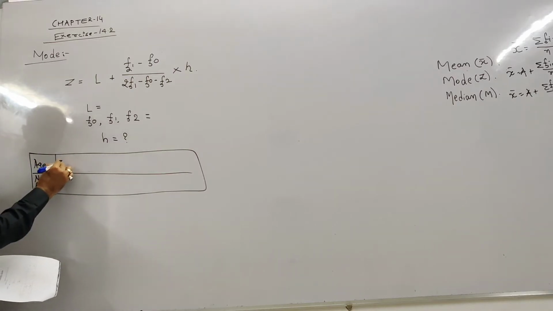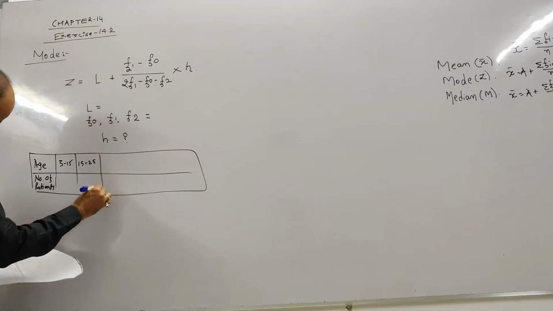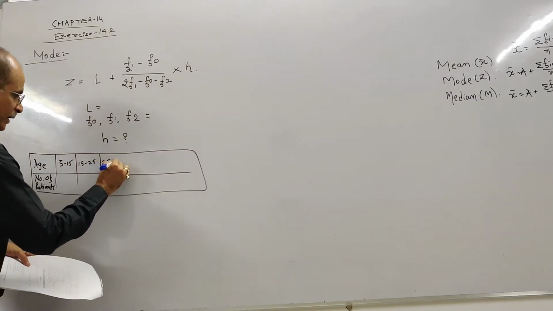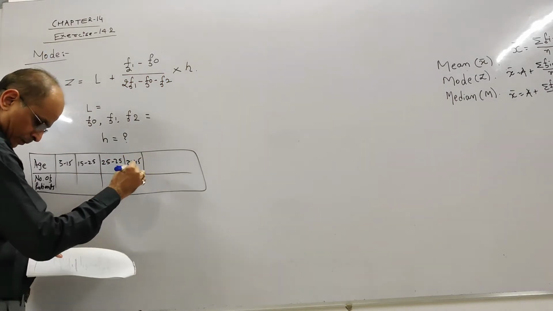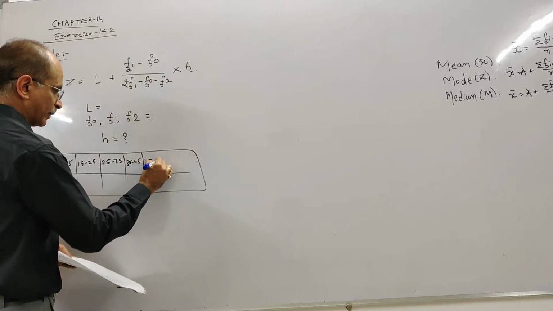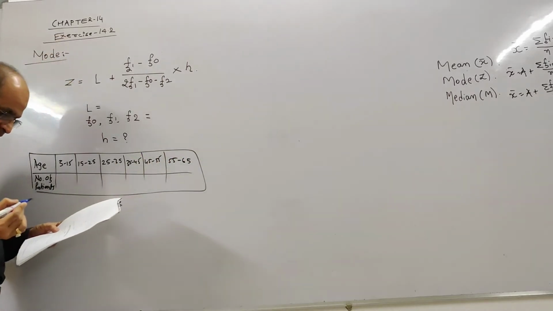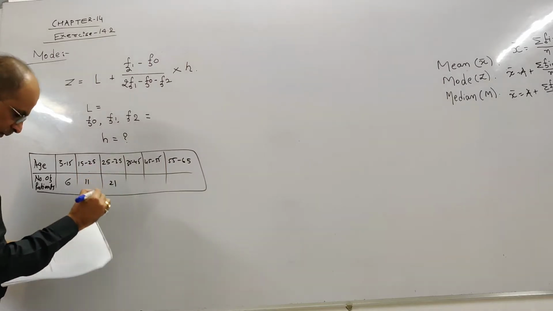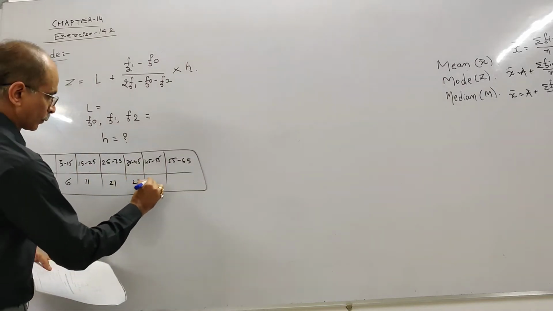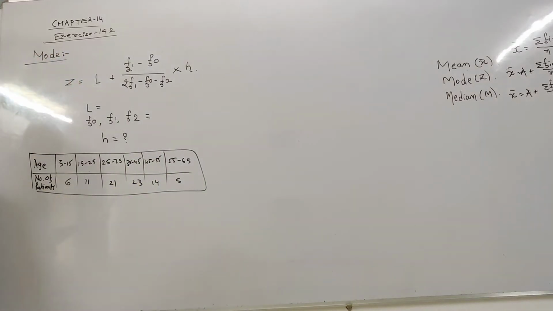The first group is 5 to 15. Second one is 15 to 25. Then 25 to 35. The next one is 35 to 45. The next one is 45 to 55. And the next one is 55 to 65. The frequencies are also given to you: 6, 11, 21, 23, 14 and 5. The task is to find the mode and mean of the given data.